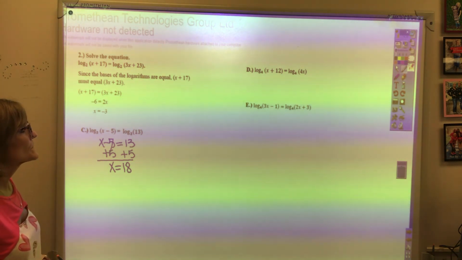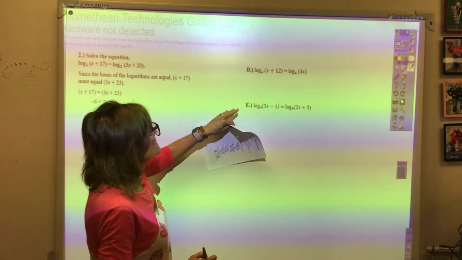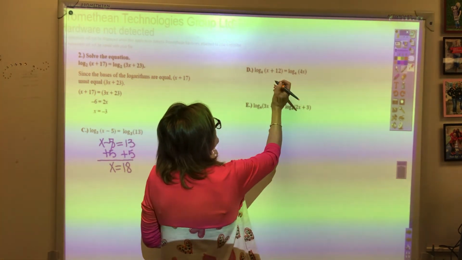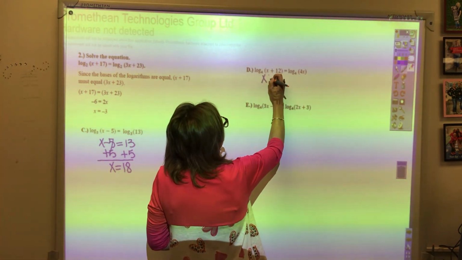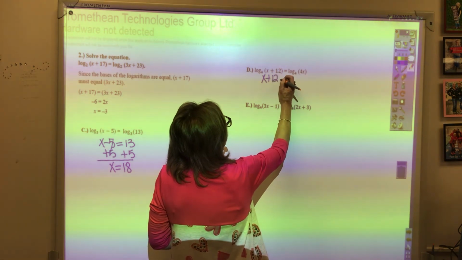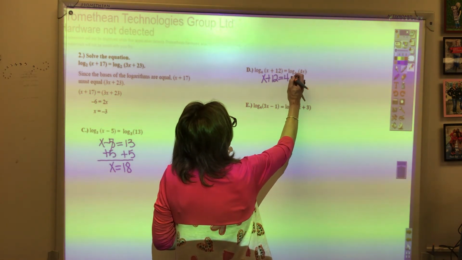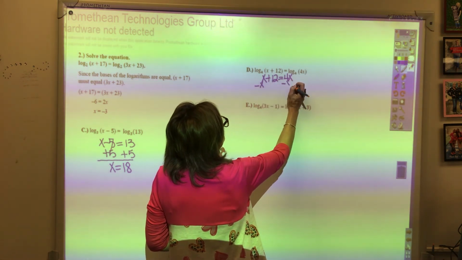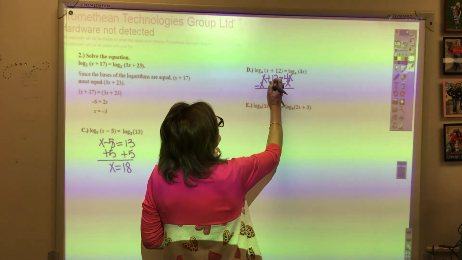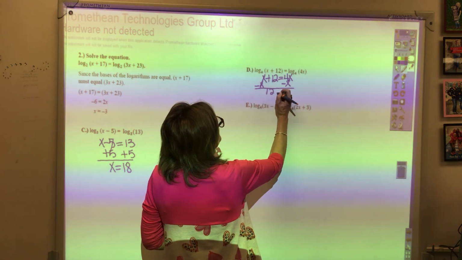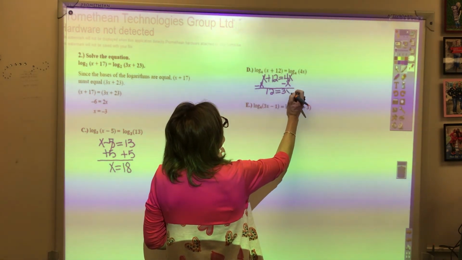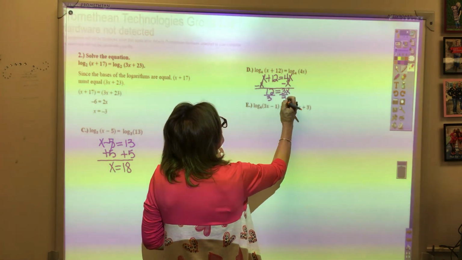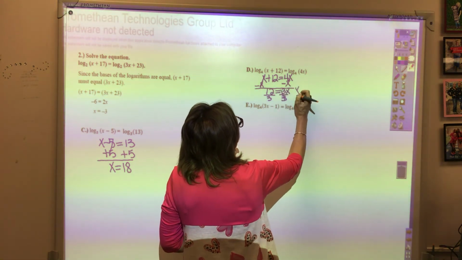Alright, on example D, notice again, they're both log base 4s, so set the two sides equal. X plus 12 equals 4x. Subtract an x from both sides. 12 will equal 3x. Divide both sides by 3, and x equals 4.